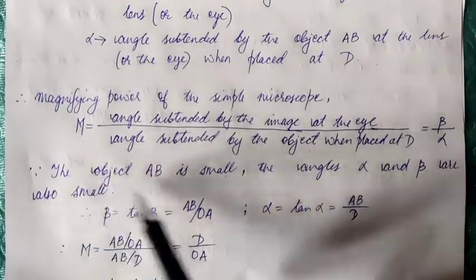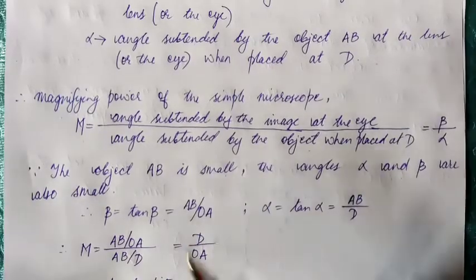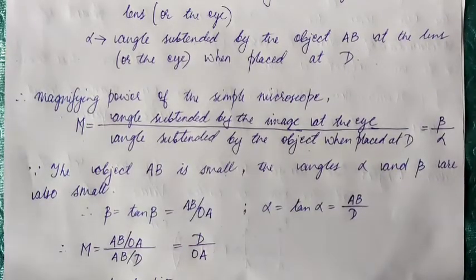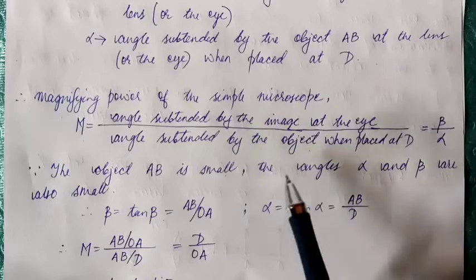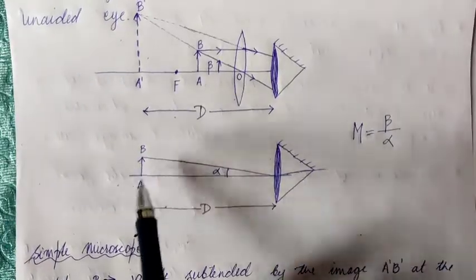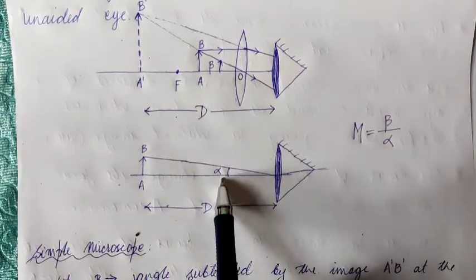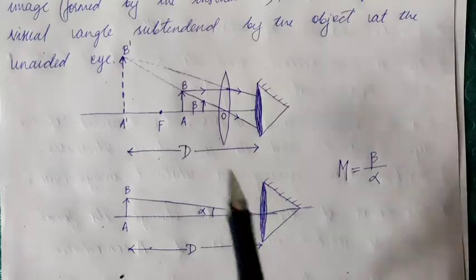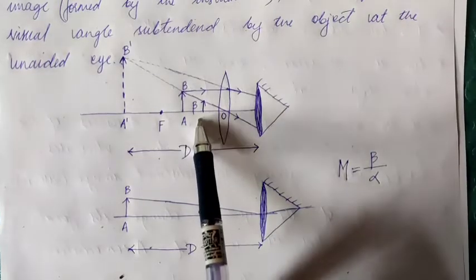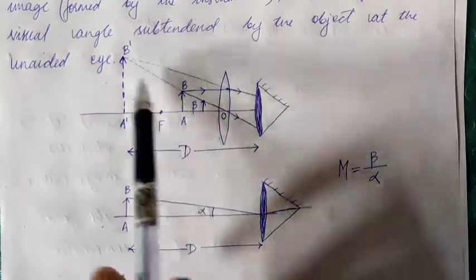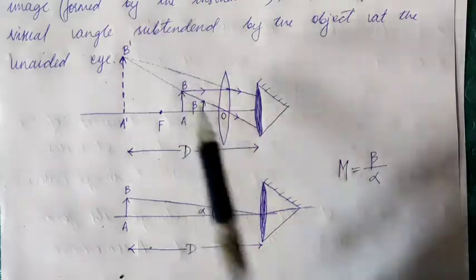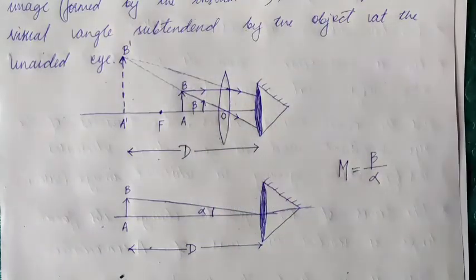Since the object AB, whose image we are trying to magnify, is very small, the angles alpha and beta will also be small. Alpha is the visual angle subtended by the object at the eye, and beta is the angle subtended by the image at the eye. Since AB itself is small, alpha and beta will be small.